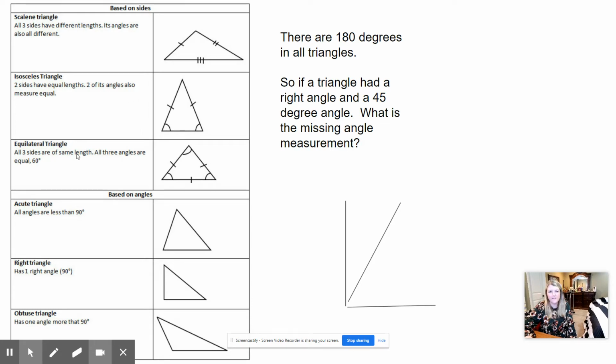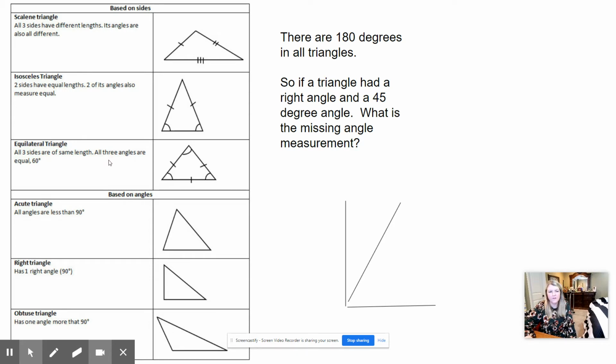All three sides are the same length, and then all three angles are going to be equal to 60 degrees. At this point, we'll go ahead and point out that there are 180 degrees in all triangles. So in this one, when they say that all the angles are 60 degrees, if we added that together, 60 plus 60 plus 60, that's going to give us 180 degrees.